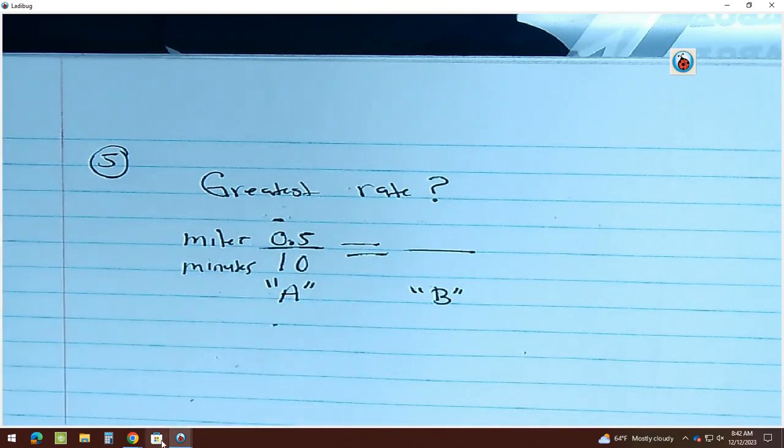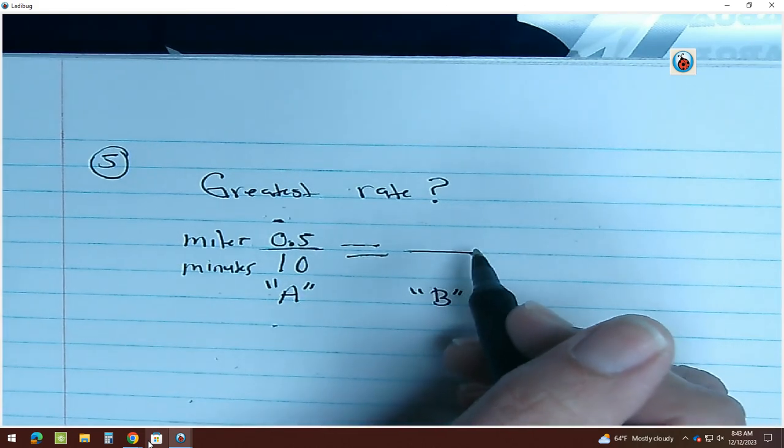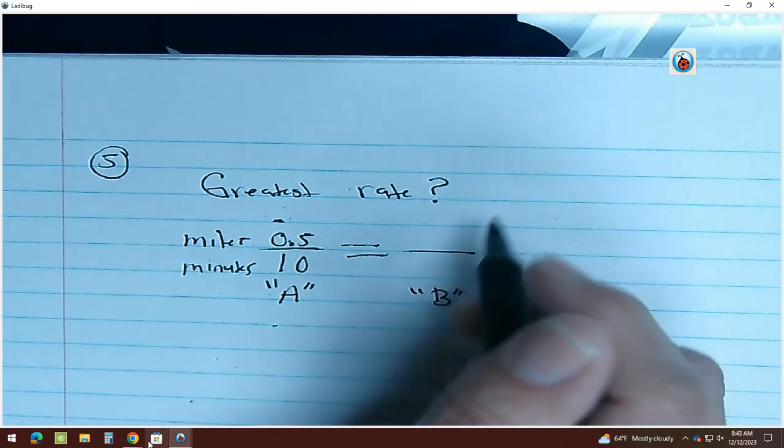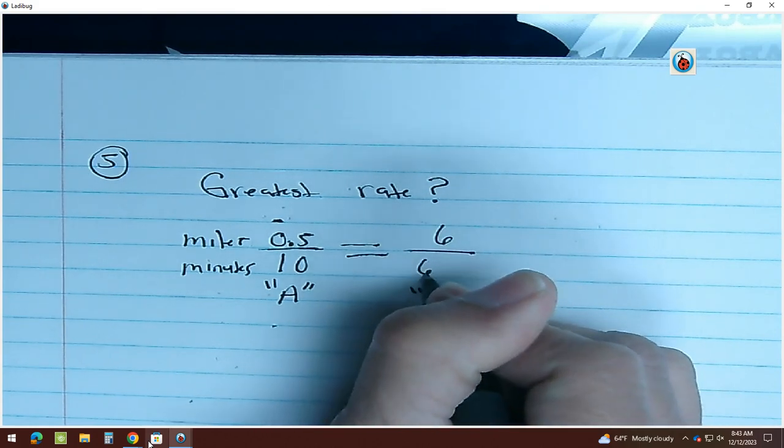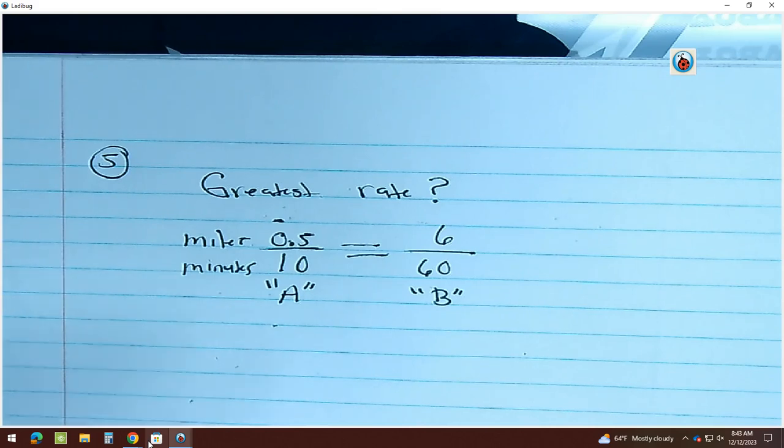So I'm going to go get now choice B. And choice B says 6 miles in 60 minutes, right? Yeah. So where would I put the 6 miles? Top or bottom? Top. And the 60 minutes? Bottom. So this time there's no algebra. They give me all the numbers, so I'm using all the choices.